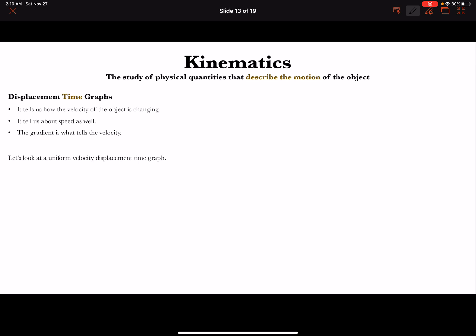All right. Displacement time graphs. Well, it's pretty much the same thing, just with a slight twist, and I'll mention that. Basically, it tells us how the velocity is changing. It does tell us about the speed, and we'll talk about it when I draw the displacement time graph. The gradient is what tells the velocity. This time, the gradient with its steepness and the direction is what tells us the velocity. But the speed is only about the steepness of the gradient.